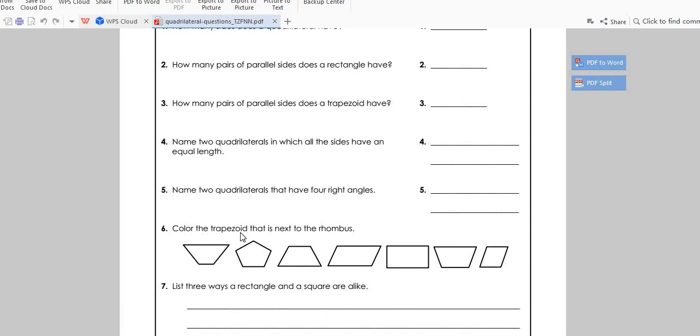Color the trapezoid that is next to the rhombus. I have here a trapezoid and here I have another one. But this trapezoid is next to a rhombus. Why is this a rhombus? The rhombus has the attribute that all sides are equal in length.